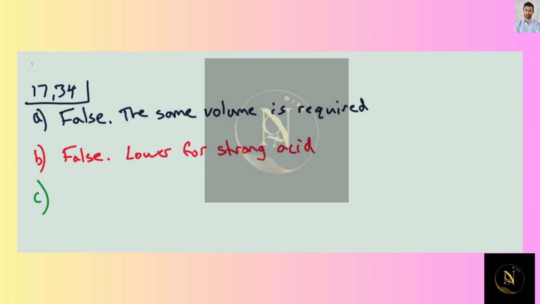And then the last statement, part C, says the pH at the equivalence point is 7 no matter which acid is titrated. Now this is false because we know that only when you're titrating strong acids with strong bases do you get the equivalence point at pH 7. The equivalence point for the weak acid will be above a pH of 7.